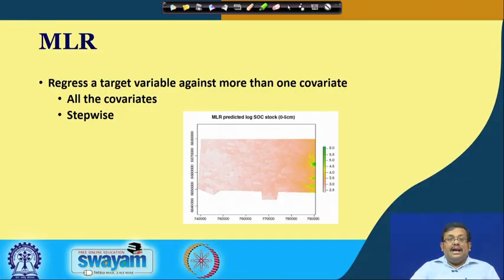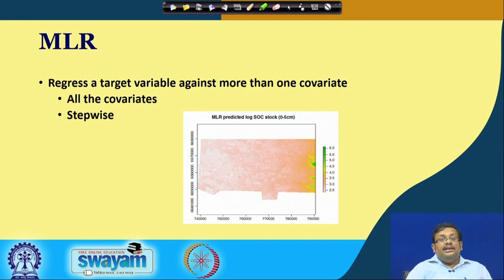Here you can see an MLR, multiple linear regression, example in digital soil mapping. Here we regress a target variable against more than one covariate, and there are two ways we can do this. We can use either all the covariates as predictors, or we can use stepwise linear regression. As you can see, this is a multiple linear regression predicted soil organic carbon stock at 0 to 5 centimeter.